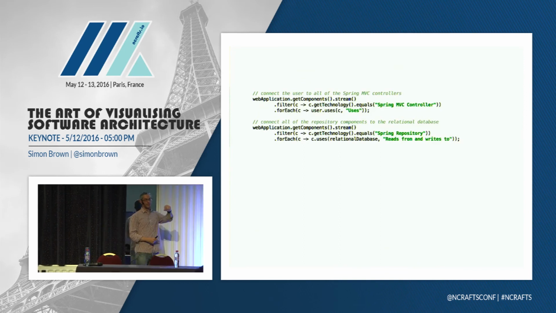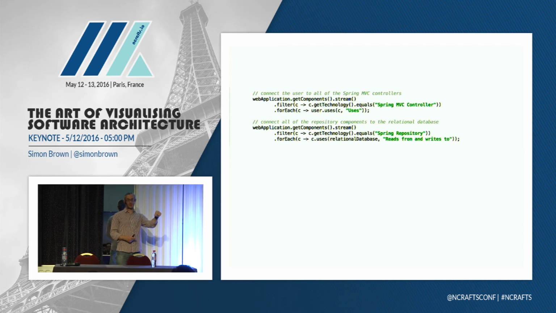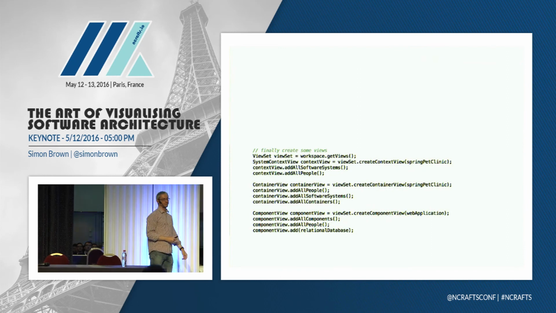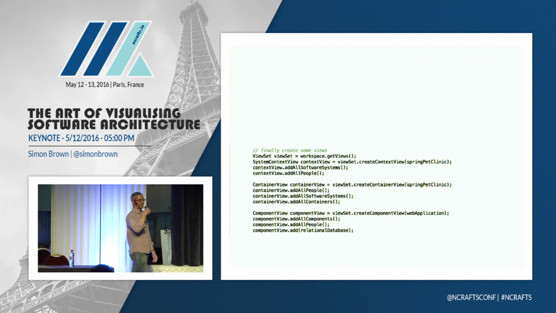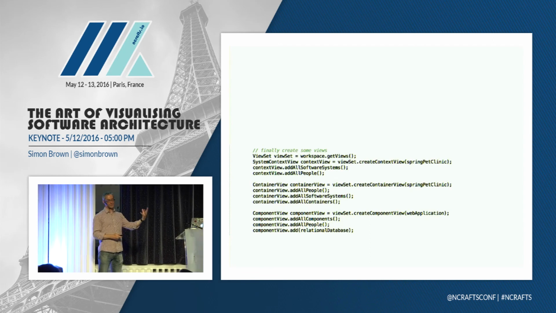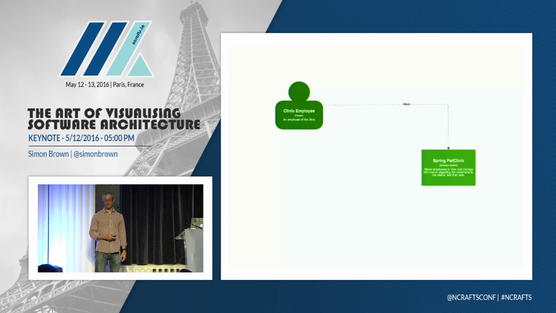Because this is code, we can add some more dynamic stuff. So we can say, go find me all of the controllers that you just found and make the user use them. And go and find me all of the repositories you just found and make them use a database. We create some views in memory, one for the context picture, one for the container picture, and we create a component view for the web app. We add some styling, we throw it up to the API, we get some pictures. So that's the context diagram for the Spring Pet Clinic system.